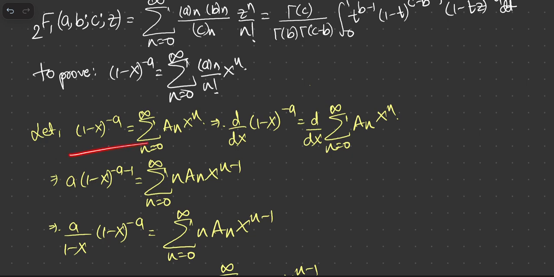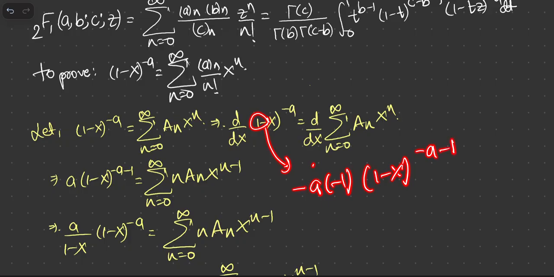If we take the derivative of this equation, it's d over dx of 1 minus x to the negative a equals d over dx of the infinite sum as n goes from 0 to infinity of a sub n times x to the n. The derivative gives negative a, and with the chain rule inside the parenthesis we get a negative in front, giving 1 minus x to the minus a minus 1. The two negatives cancel each other, so we have a times 1 minus x to the minus a minus 1, which is what I have written over here.